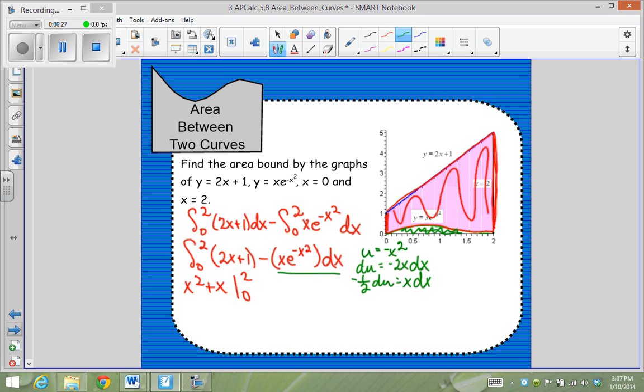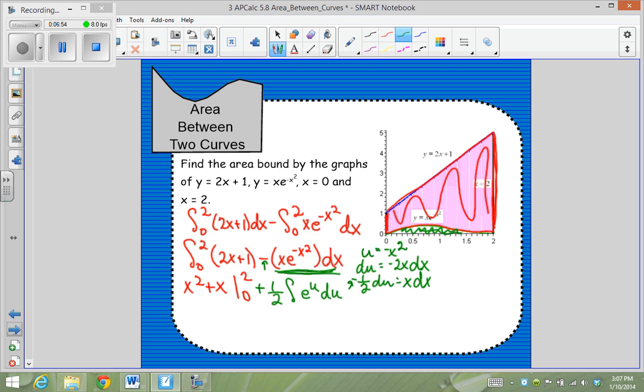I'm going to still do it in the green so that you can tell that I'm doing the second part, this part right here. One more time, that's going to become a plus because of the minus right here and the minus right here. So that's going to become plus 1/2 the integral of e to the u du.